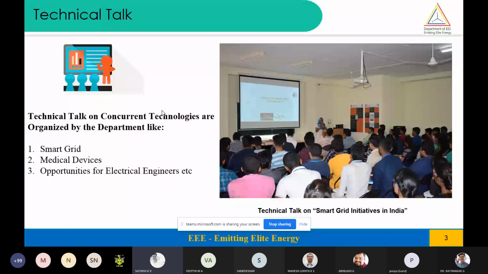Here you can observe one slide in the picture. We can observe that one person, an AEE from Chescom, is presenting the slide on smart grid. Today we are going with recent trends in electrical systems, that is, smart grid.